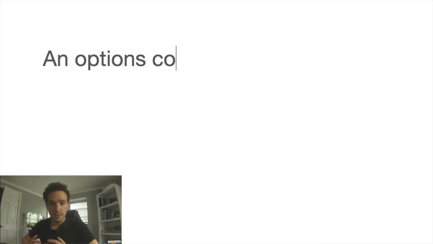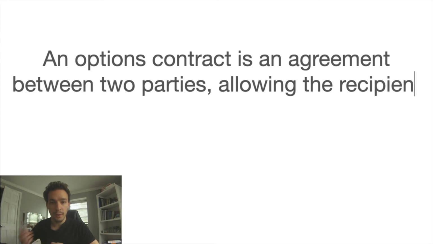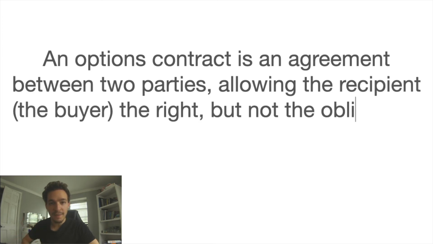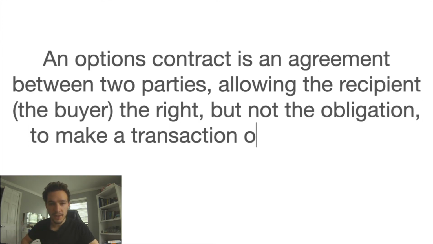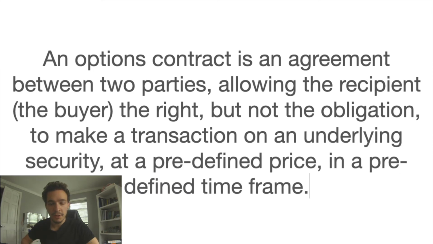An options contract is an agreement between two parties, allowing the recipient, or the buyer, the right but not the obligation to make a transaction on an underlying security at a predefined price in a predefined time frame. So deep breath after that one. I know that's a lot of words. We're going to spend the next few minutes diving into those words, breaking it down, and I promise you by the time you leave this video, you're going to understand what an options contract actually is.